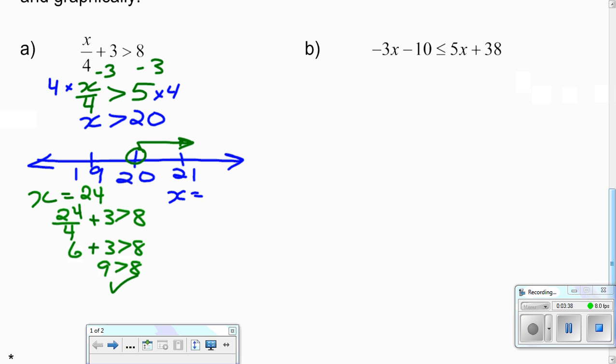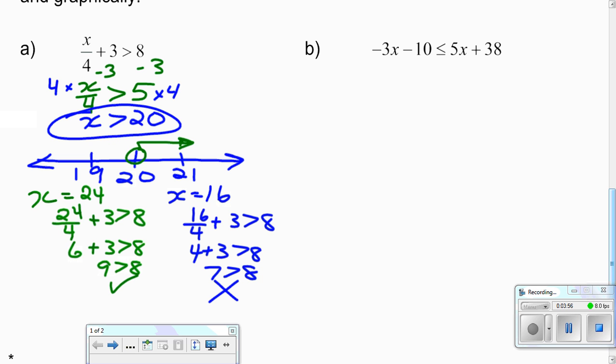Let's check a value that should not work. So let's go x equals 16. Again, I'm being strategic about this. I'm thinking about numbers that I could divide by 4 nicely. So 16 divided by 4 plus 3 should be bigger than 8. 4 plus 3 should be bigger than 8. 7 is bigger than 8. No, it's not. So we've got a good boundary point. So our inequality solution to x is greater than 20 works.